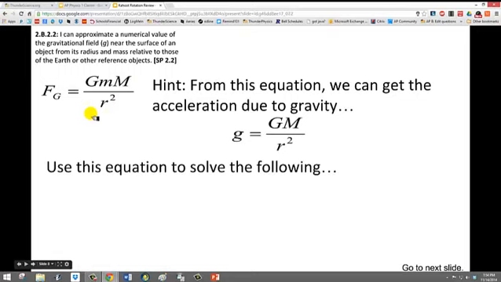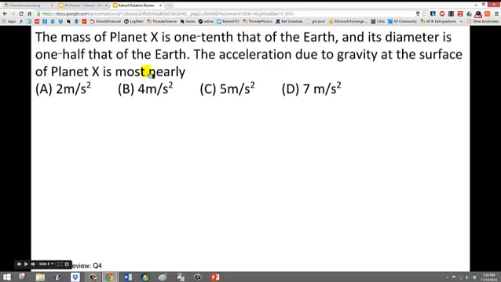So if we take the m part out of this, it becomes acceleration due to gravity. So on Earth, if we took the universal gravitational constant, multiplied it times the mass of the Earth, and divided by the radius of the Earth, we would get approximately the value 10 meters per second squared or 9.8 meters per second squared. So we could use that equation to solve this problem.